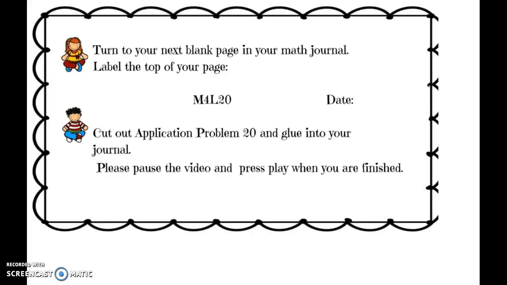Turn to your next blank page in your math journal. Label the top of your page M4L20 for Module 4, Lesson 20, and then write today's date. Also cut out the application problem 20 and glue it into your journal at the top of your page. Press pause while you're getting your paper ready, and then hit play when you're ready to continue.